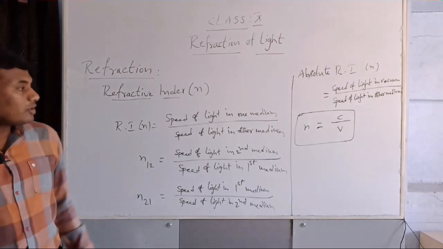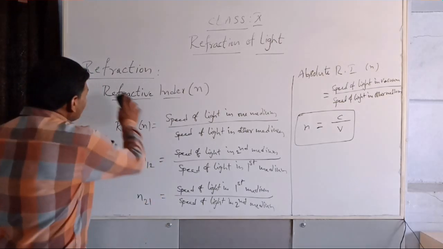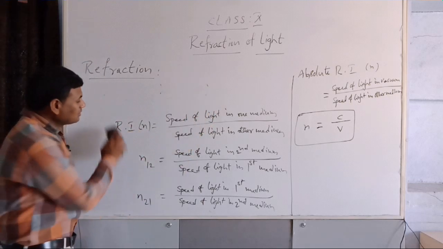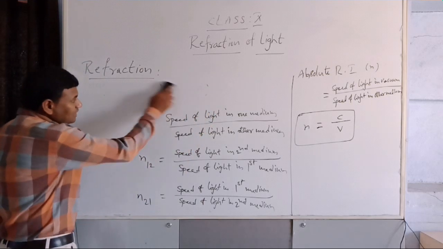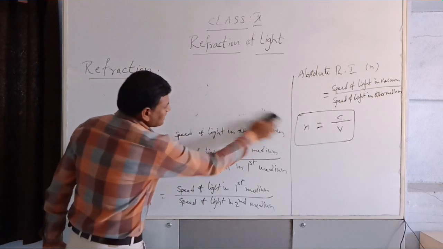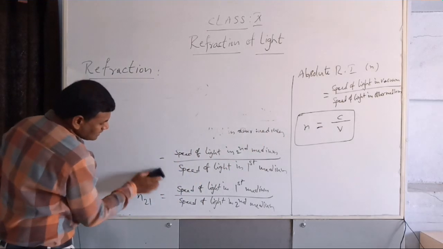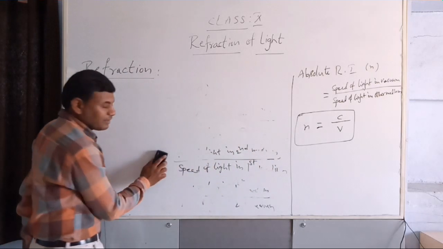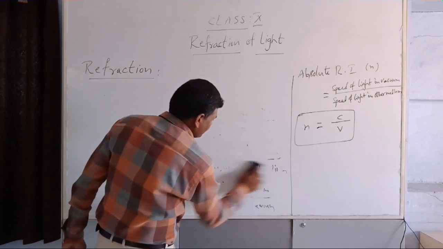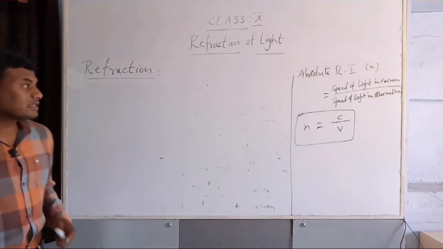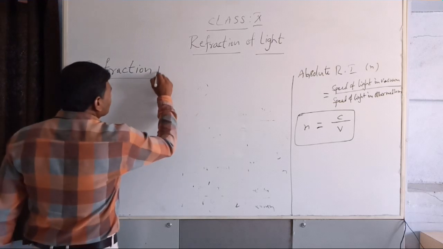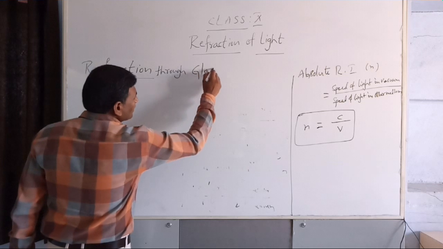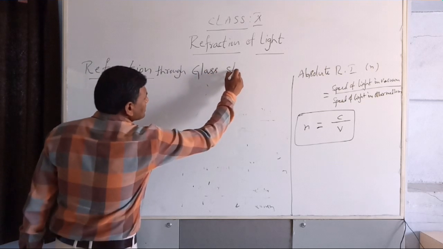And the other topic which we come across in this is refraction in spherical surfaces. But before going to refraction through spherical surfaces, let us see refraction of light through glass slab. So let us see how light behaves when it is traveling through a glass slab. Refraction through glass slab.